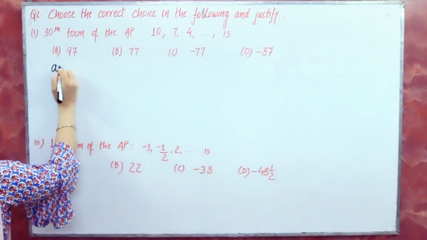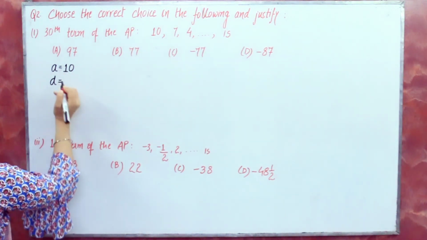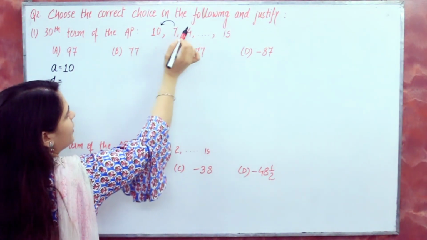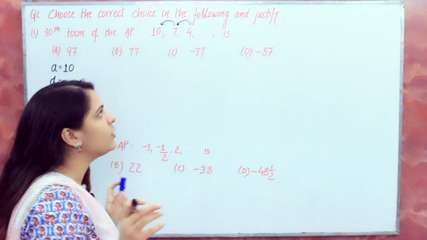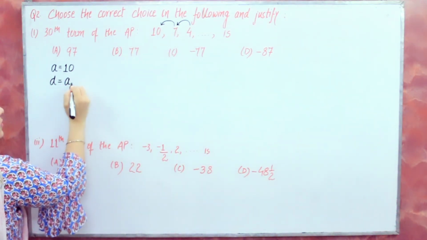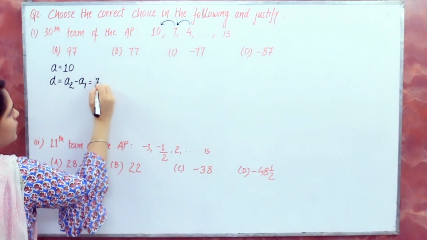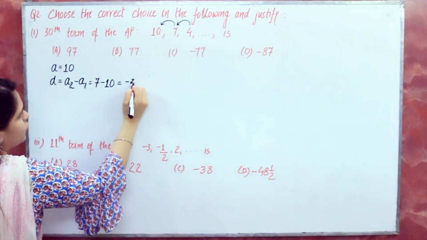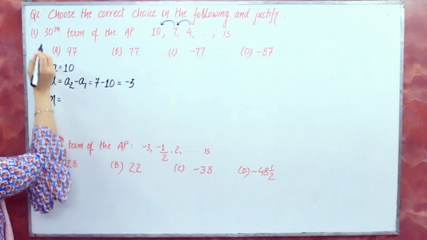So the value of a is equal to 10, and we can find the value of d, that is the common difference, by using the formula a2 minus a1 or a3 minus a2. So the difference between any two consecutive terms, next term minus previous term, will be the common difference. In this case I am using the formula a2 minus a1 is equal to 7 minus 10. So the common difference will be equal to minus 3, and we have the number of terms n equal to 30.